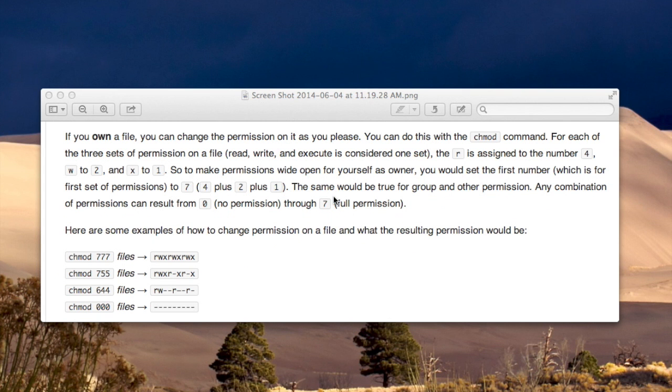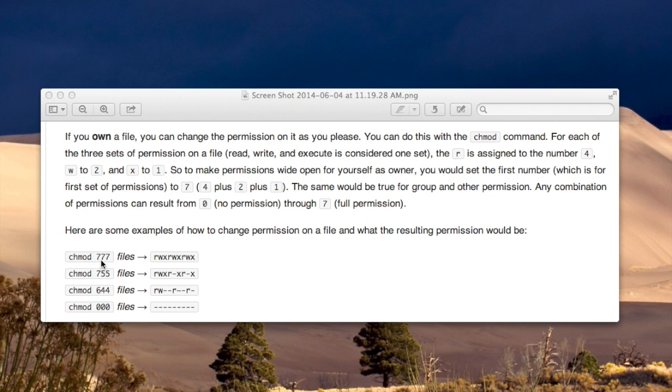Okay, as I mentioned before, there's the octal way and then there's the alpha way. Now I'm going to talk about the octal way. The octal way uses numbers, and each digit ranges from 0 to 7, and that's why it's called octal, because there are 8 digits that are possible: 0, 1, 2, 3, 4, 5, 6, and 7.